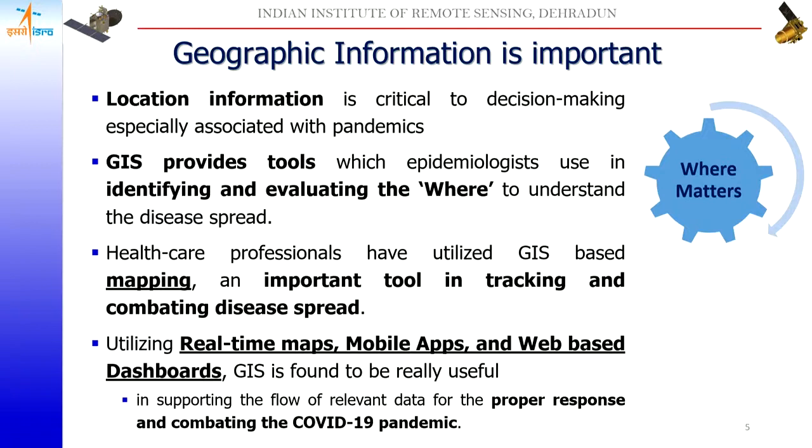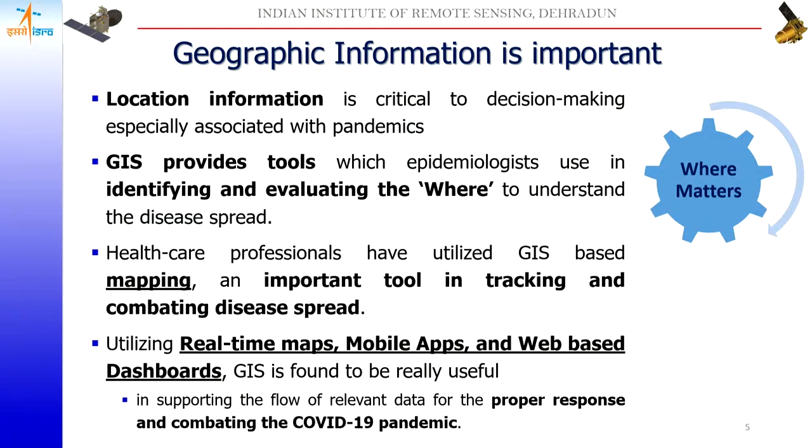So GIS provides tools which epidemiologists use in identifying and evaluating the where, to understand how the disease is spreading, to identify the hotspot areas and so on. Digital mapping, the widely used capability of GIS, is a very important tool, because in the case of COVID or a health emergency, we should identify where the people affected by the disease are residing, so that we can track them and prevent the spread of the disease.